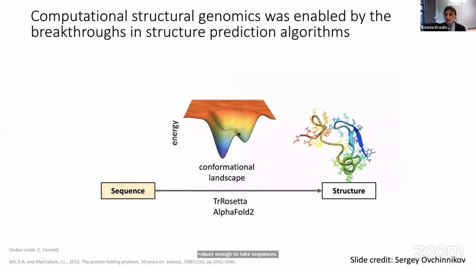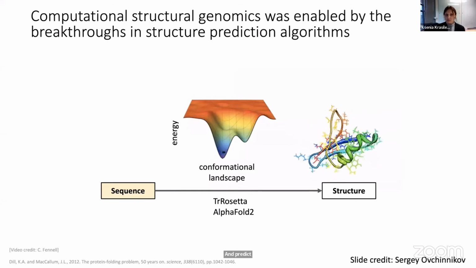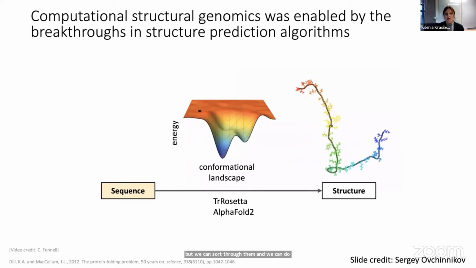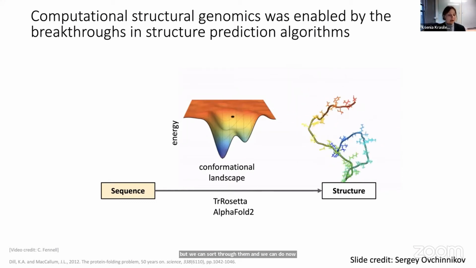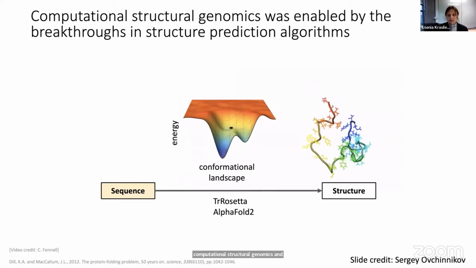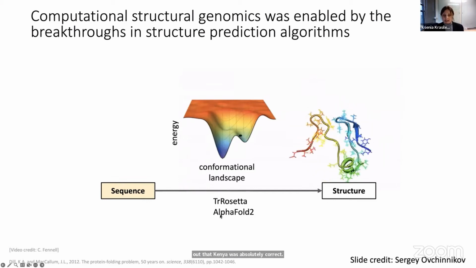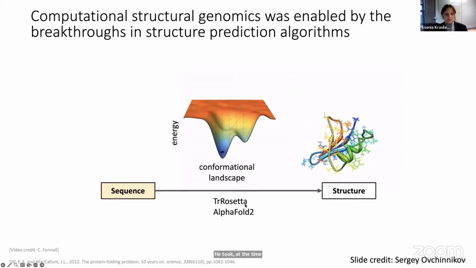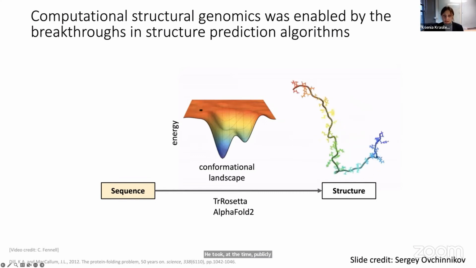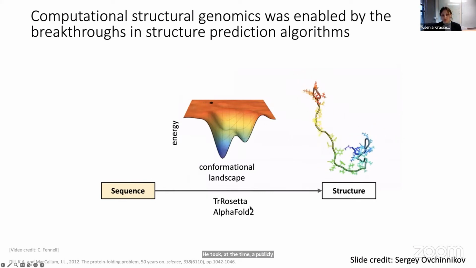Not all of them will be correct, but we can sort through them, and we can now do computational structural genomics. And it turned out that Kunyang was absolutely correct. She took, at the time, publicly available software developed by David Baker's lab, as well as others, called trRosetta.